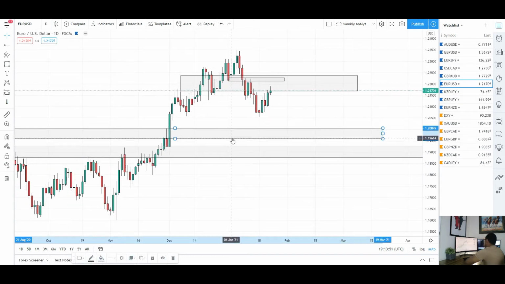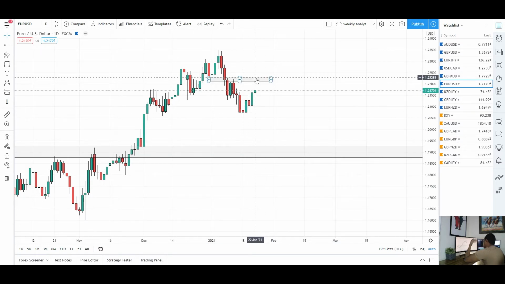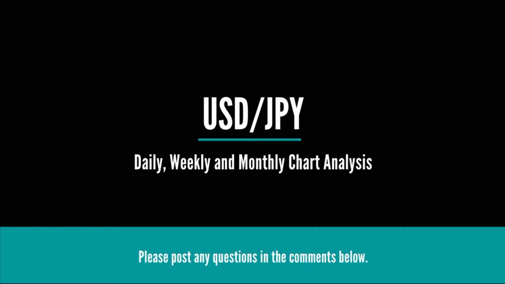So for next week, I'm looking for another swing to the downside unless we get back above that key level there that I pointed out on the 4-hourly chart, in which case we'll probably see another swing back to the highs for USD. Next, we're going to take a look at USD JPY.